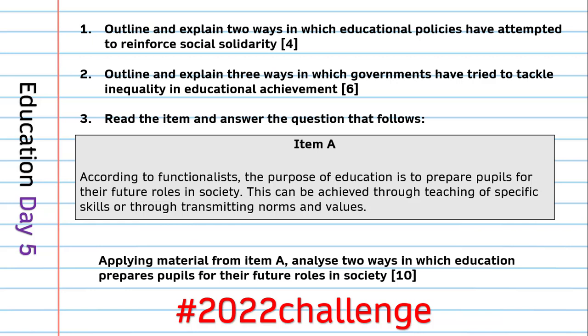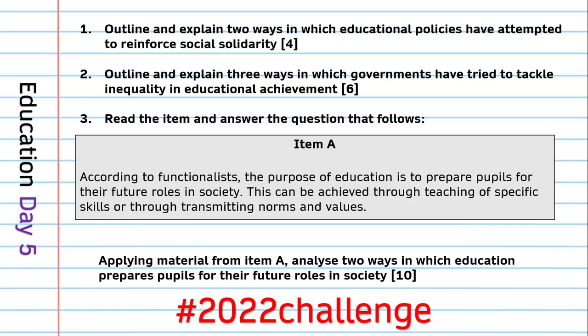The first one's worth 4 marks. Outline and explain 2 ways in which educational policies have attempted to reinforce social solidarity. I gave a couple of hints at the end of the last video on how you might answer that. Question number 2, outline and explain 3 ways in which governments have tried to tackle inequality in educational achievement. Again, I gave some hints on this one.